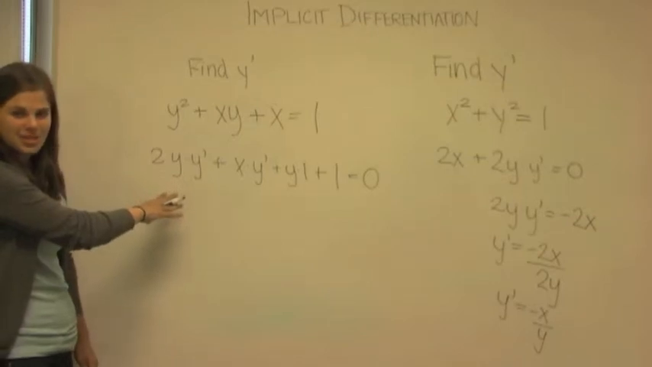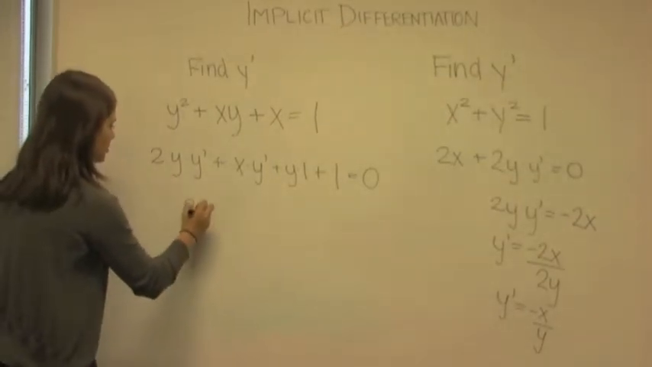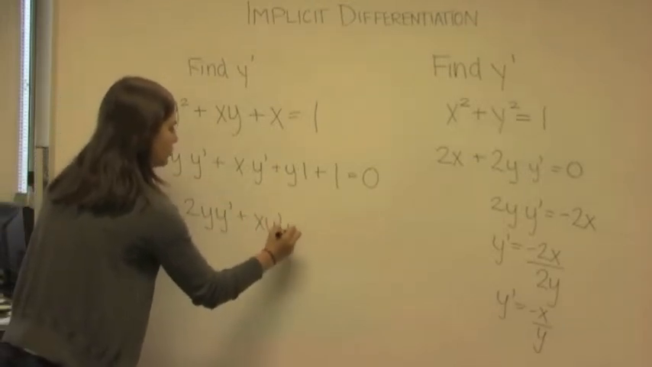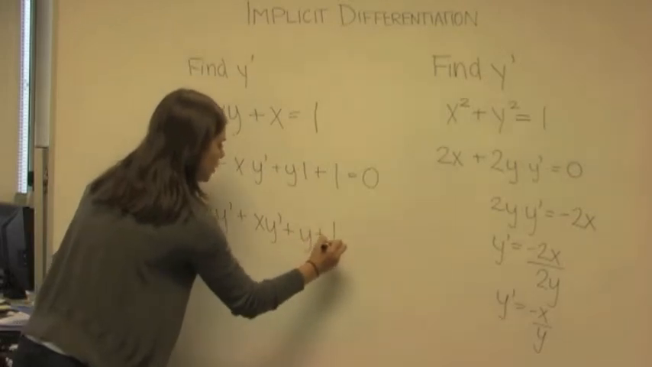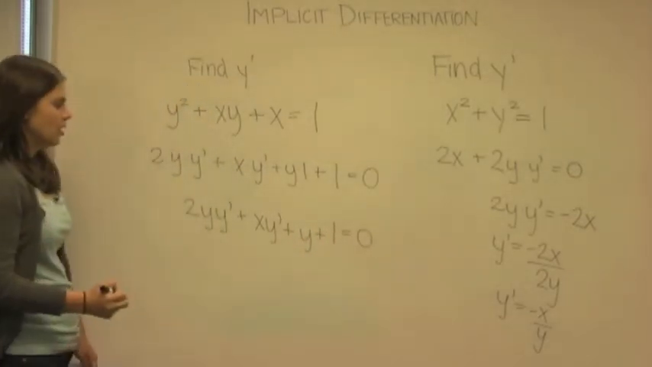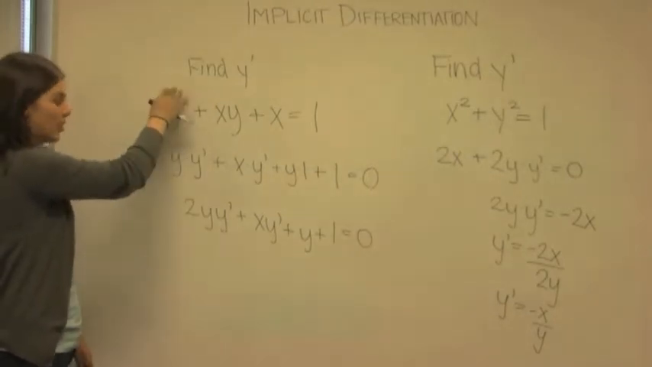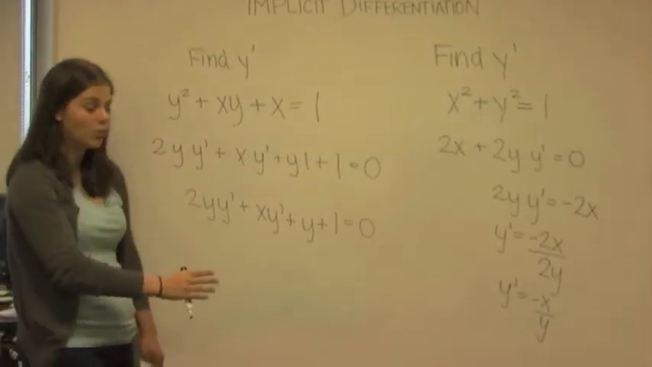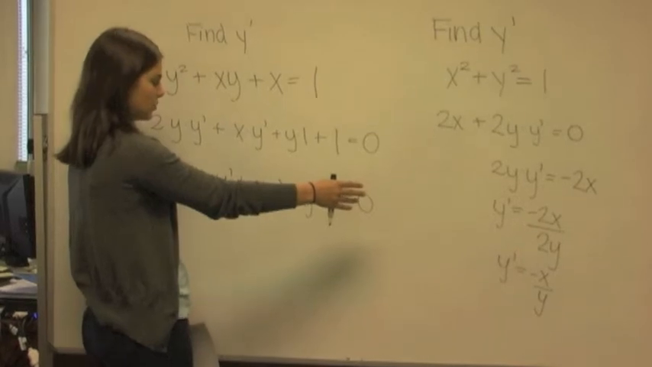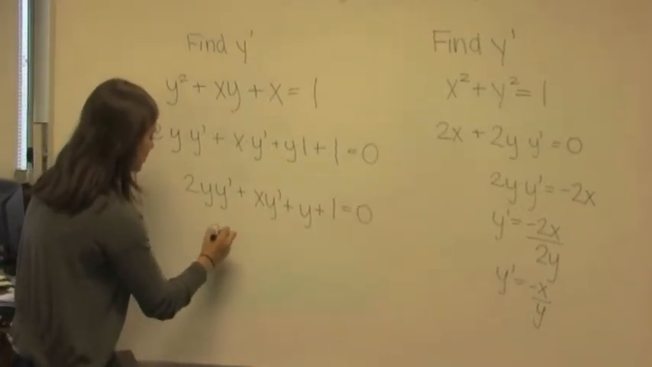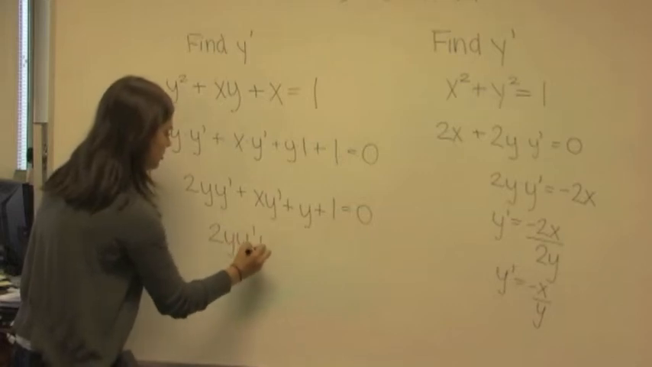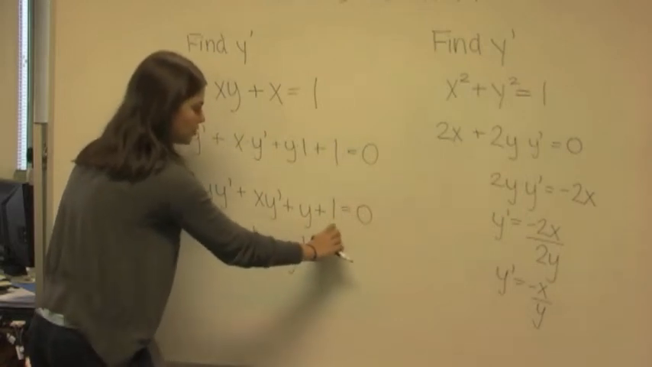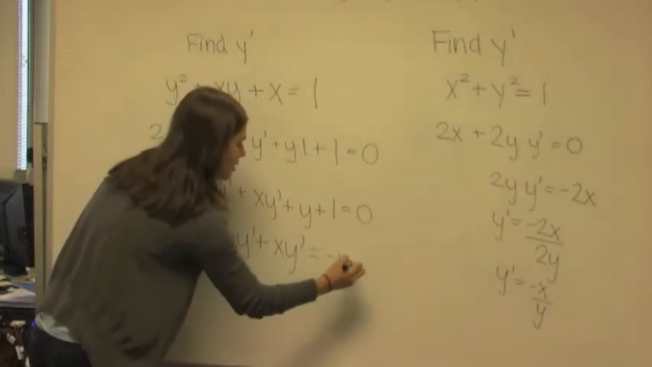Alright, so this is kind of looking messy, right? Let's simplify it a little bit. So 2y y prime plus x y prime plus y plus 1 equals 0. But our instructions say find y prime. So what I'm going to do is get every term that does not have a y prime in it on the opposite side of the equal sign, and that gives us, so I'm subtracting y and subtracting 1 from both sides, so minus y minus 1.